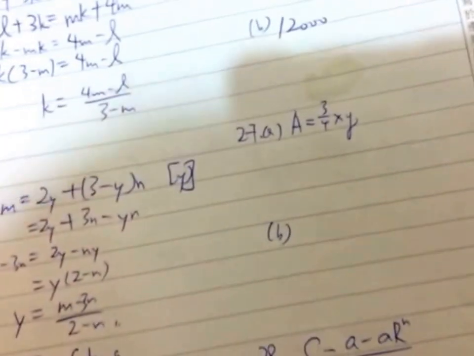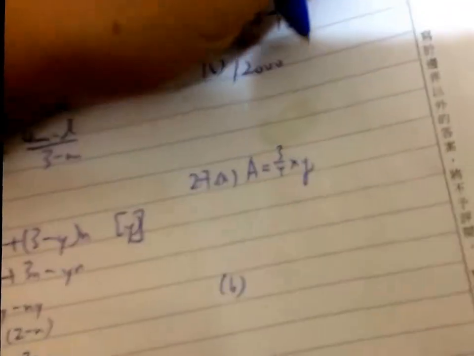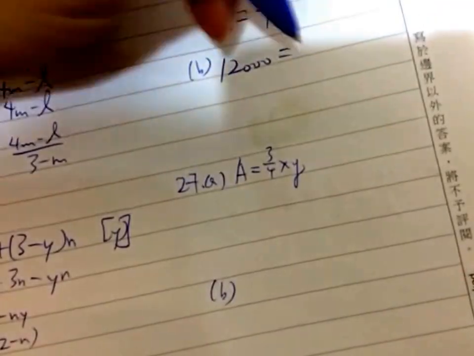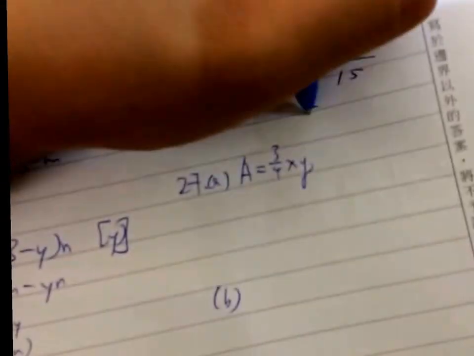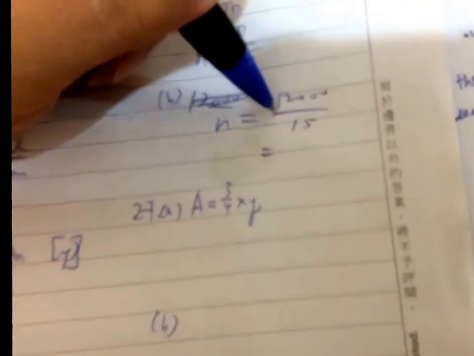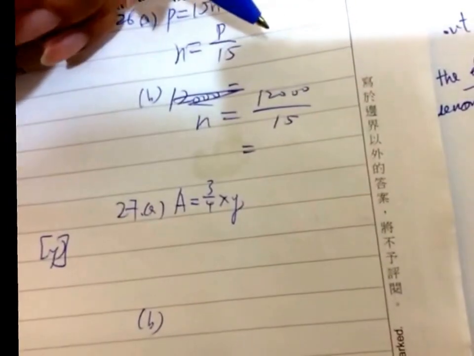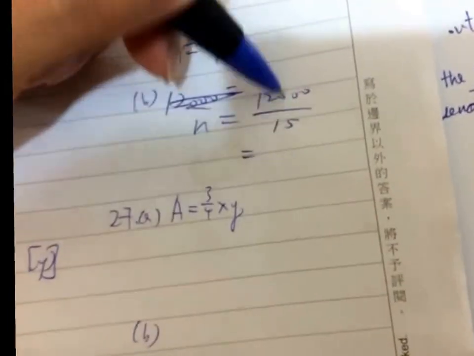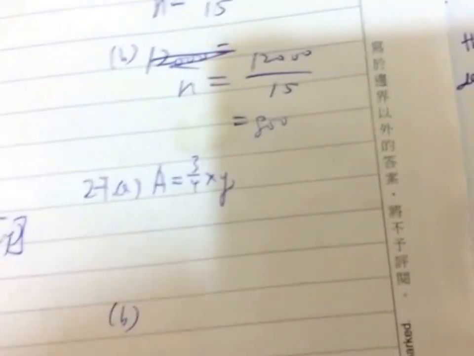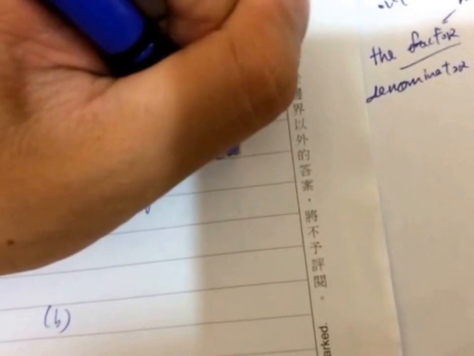Find the number of toy cars. So now the P is this one, and n is... have you changed the subject? So this one, 120 over 15 is 6. Not 6, it is 8. 800. So the number is 800. You need to answer it.